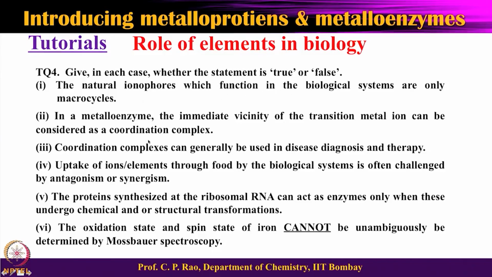In a metalloenzyme, the immediate vicinity of the transition metal ion can be considered as a coordination complex. That is how I started from the beginning. You look at the metal center in any metalloprotein, it is connected to the side chains of one or more amino acids, sometimes even a heme followed by amino acids, and I told you that. Therefore, this can be considered as a coordination complex. So, what is the answer? You understand now, I told you already.